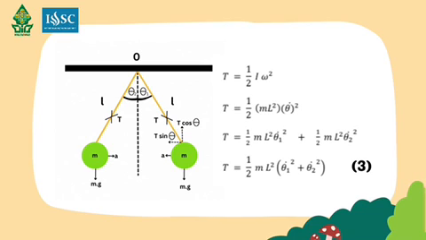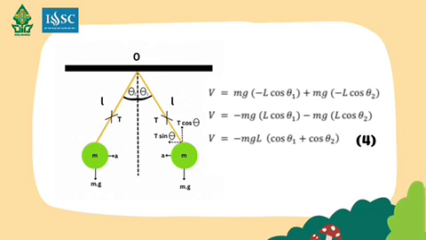For T, use the rotational kinetic energy, which is half of the inertia times omega squared. Omega is the angular velocity, none other than theta dot, which is the derivative of angular position with respect to time, then squared. Then we get T is half m l squared theta dot 1 squared plus half m l squared theta dot 2 squared, which is shown in equation 3.